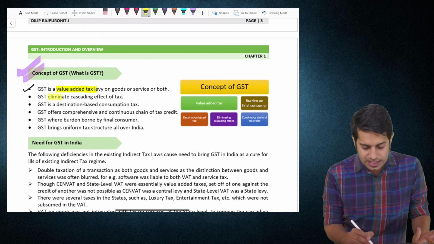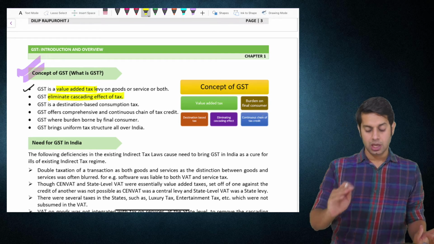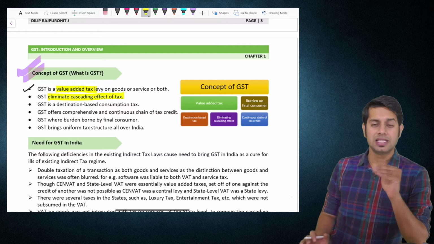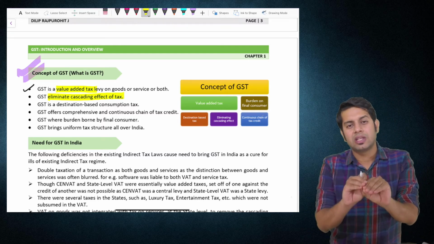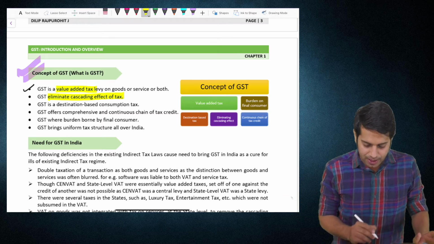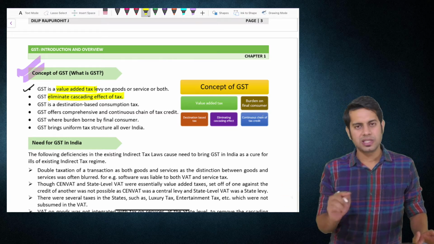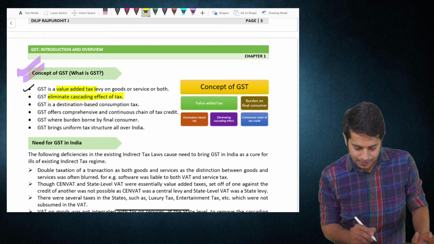Then GST eliminates the cascading effect. The system of tax on tax is not there under GST. The tax on tax concept is eliminated. Then GST is a destination based consumption tax. We'll come to that point.